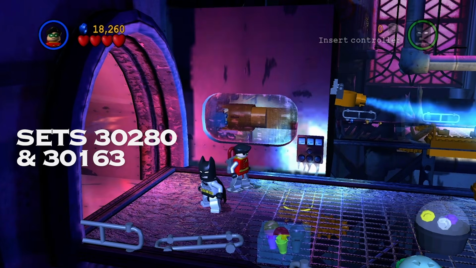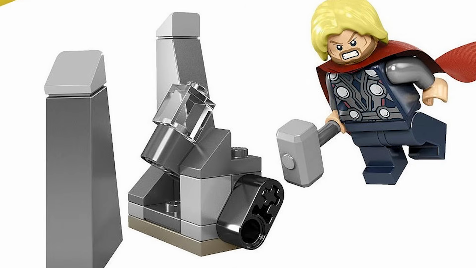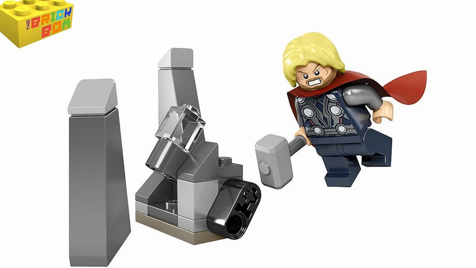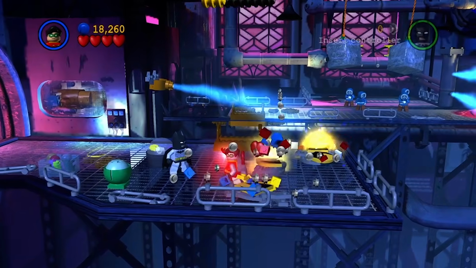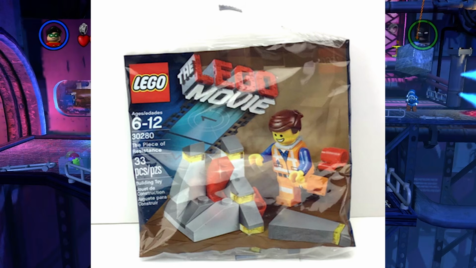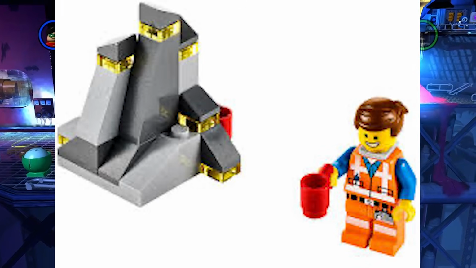Sets 30280 and 30163. So in 2012, LEGO released this Marvel polybag called Thor and the Cosmic Cube. As you can see, the set is basically just Thor, and then there's this rock with the Cosmic Cube in the center of it. But then in 2014, LEGO released a promotional polybag for the LEGO movie called The Piece of Resistance. I think it's pretty clear here what the significance of this entry is, considering that the sets are just very similar and have a very similar play feature.